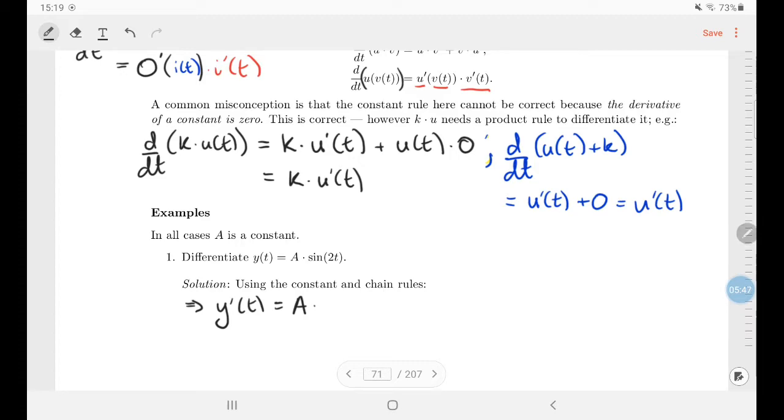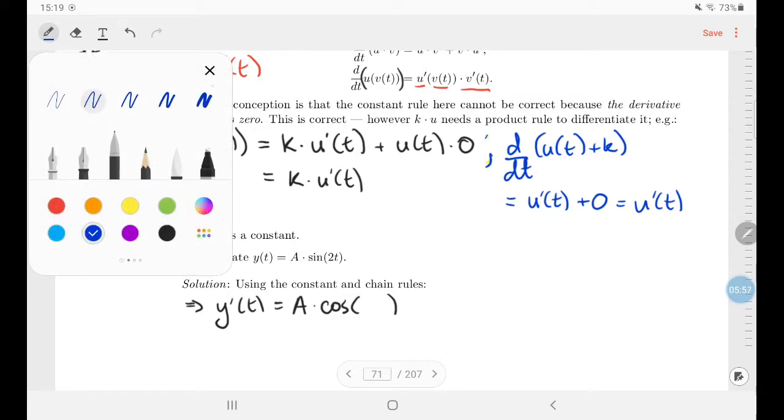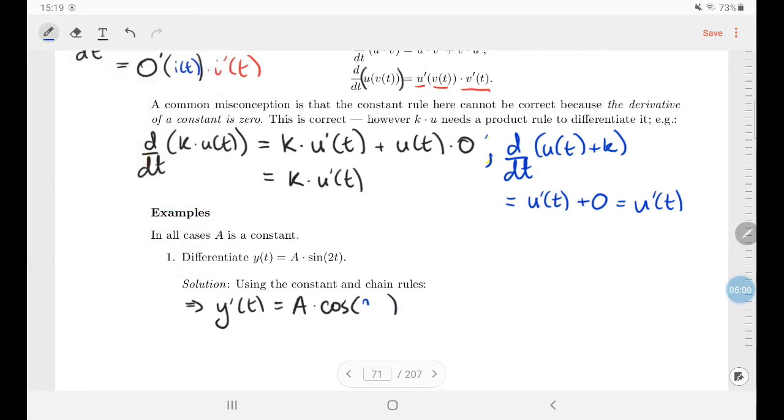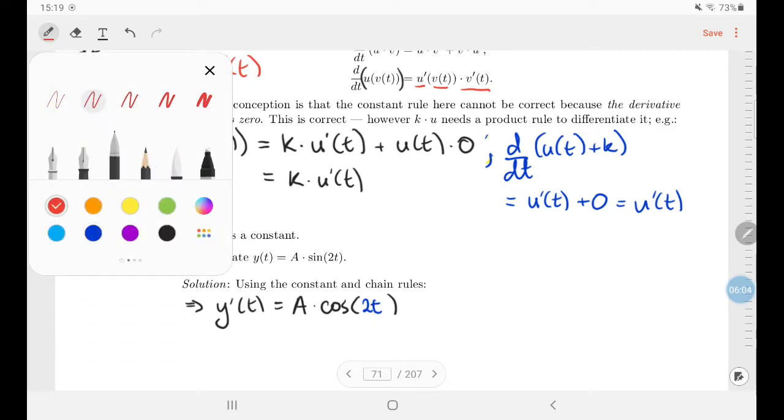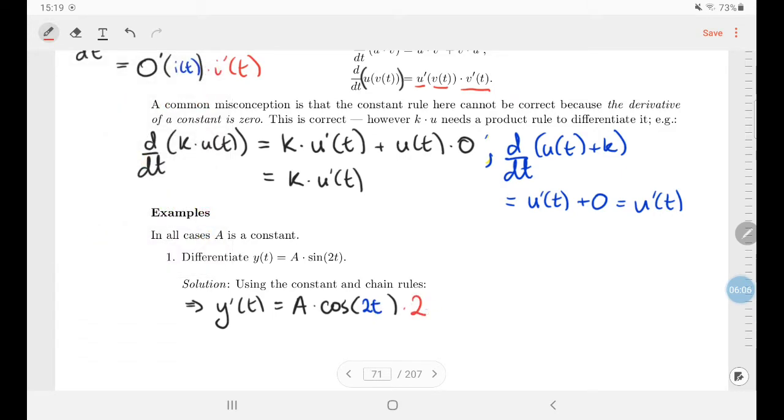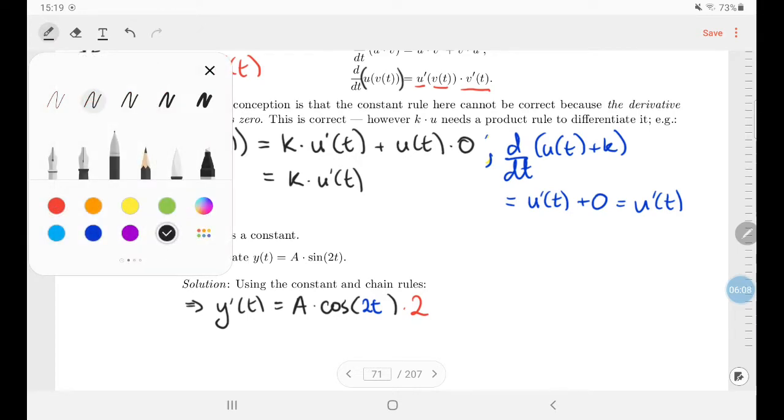So the chain rule says you differentiate the outside function. The outside function here is sine of x. The derivative of sine of x is cos of x. The chain rule then says evaluate that, the derivative of the outside, at the inside. And then the chain rule says multiply by the derivative of what's inside. And so I should tidy that up.